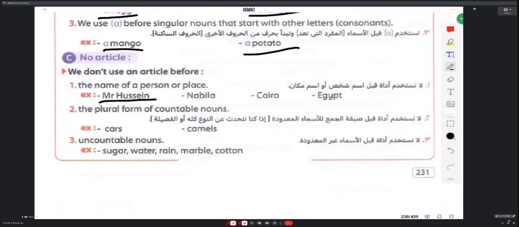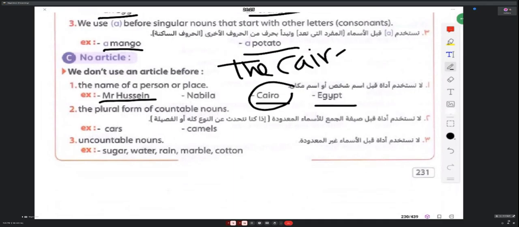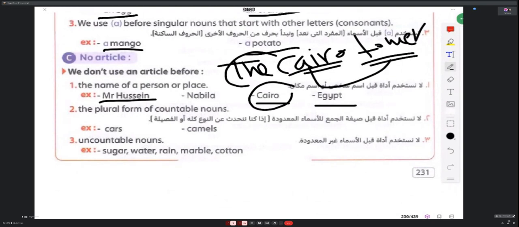Nouns of countries or persons, we don't use a or an or the. We say Egypt without a or an or the. Cairo without a or an or the. Unless we use it as an adjective, like the Cairo Tower. In this case, it is an adjective to the tower. So the here is not for Cairo, but for the tower.